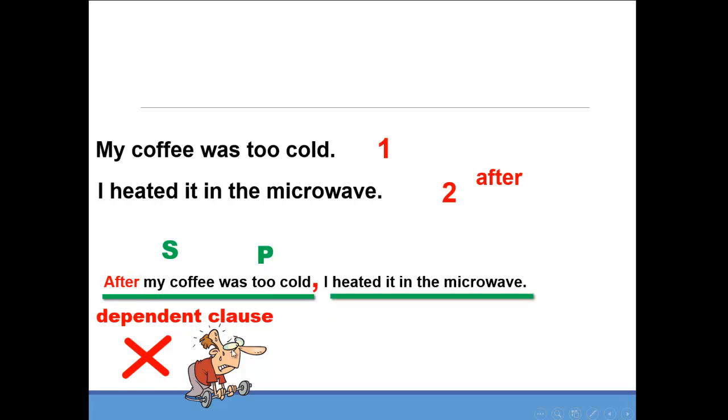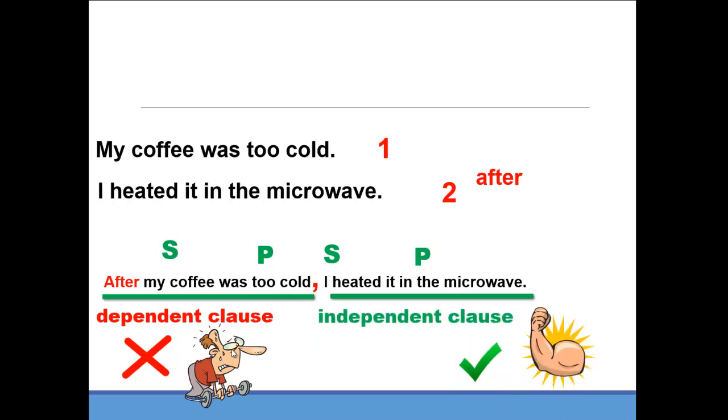The other part, I heated it in the microwave. I is the subject. Heated it in the microwave is the predicate. Can I use this part alone? Yes, I can. It tells a complete idea. So it is the independent clause. The subordinating conjunction, does it begin the sentence or not? Yes, it begins the sentence. That's why I should put a comma at the end of the first part of the sentence.